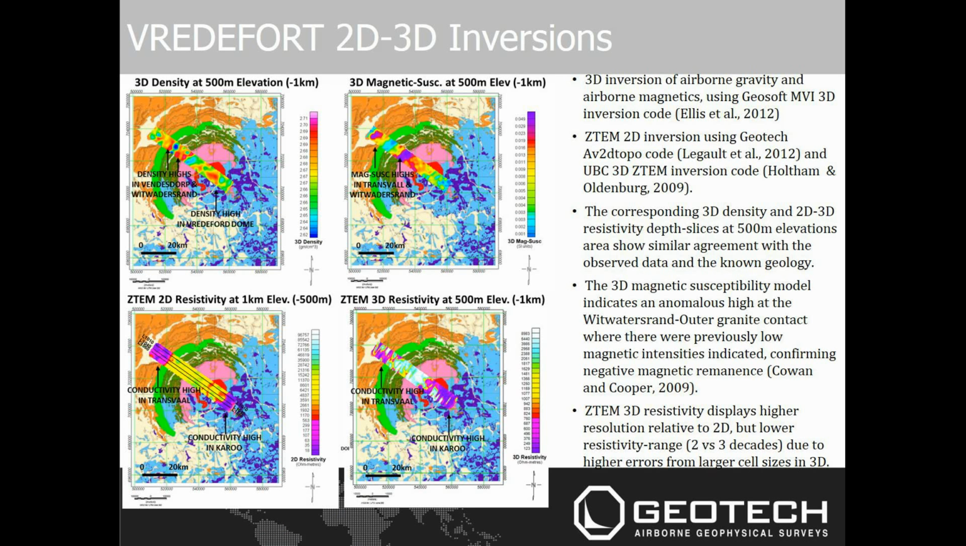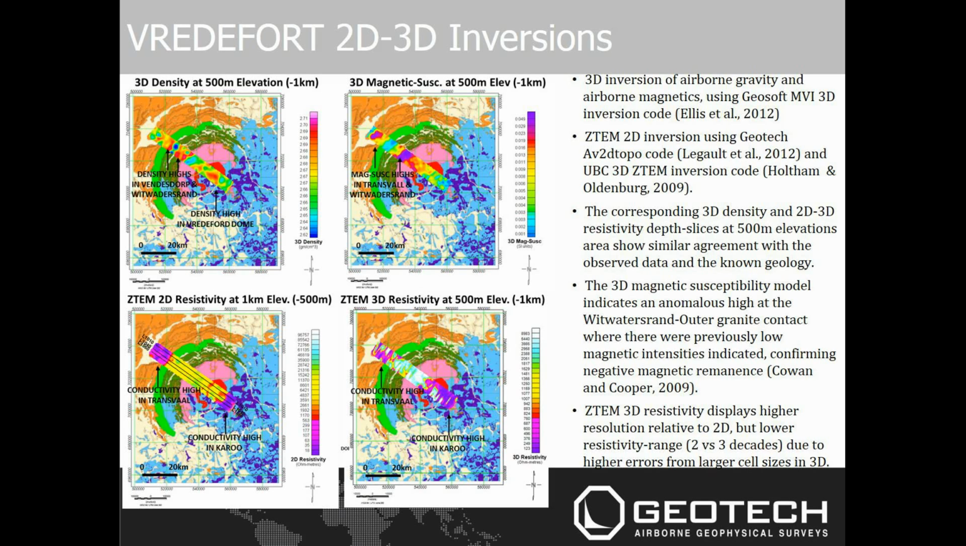So this slide shows the inversion results for all 3 measured parameters. The 3D inversion of airborne gravity and airborne magnetics used the Geosoft MVI 3D inversion code. The ZTEM 2D inversion used Geotech AV 2D topo code and UBC 3D ZTEM inversion code. The corresponding 3D density and 2D, 3D resistivity depth slices at 500 meter elevation show similar agreement with the observed data and the known geology.